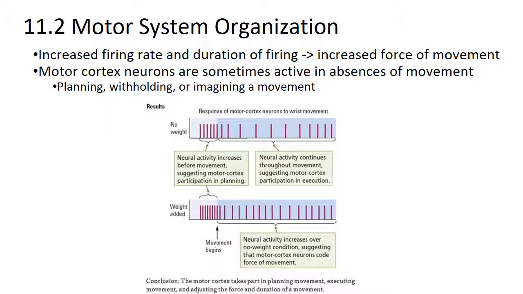Sometimes we might see neurons in the motor cortex firing even when someone is not moving, and this is coding for planning a movement as well as withholding a movement, so wanting to do a movement but not doing it, inhibiting it. The motor plan is still being activated in the cortex, as well as when imagining a movement. There's a famous study where an individual was in a coma, I think, and they were asked to imagine playing tennis.